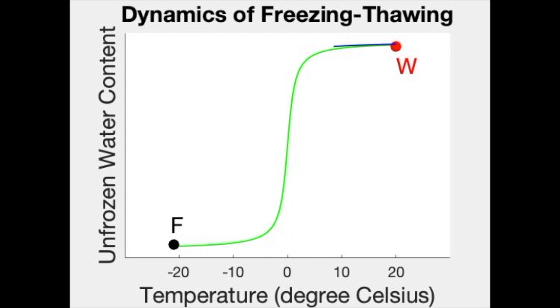As freezing is not exactly the reverse of thawing, the curve from W to F is not merely the reverse of the curve from F to W. This leads to the appearance of a hysteresis loop.